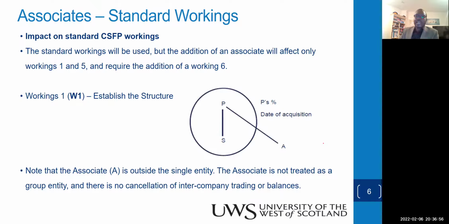So as usual, the consolidated statement of financial position, standard workings. Let's look at it. As I said, we establish the structure. In the structure, this is the group, the parent group in the circle. But there's one investment which falls outside the group, that is the associate. The parent has invested in this investee, which falls outside of the group. When we are consolidating, we don't consolidate it as part of the group. We just use one line item to describe it on the face of the account. So it's not treated as part of the group.